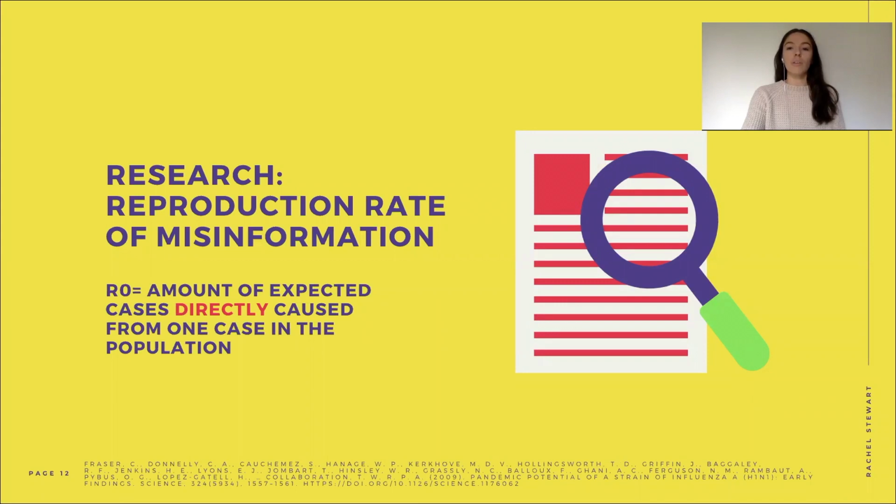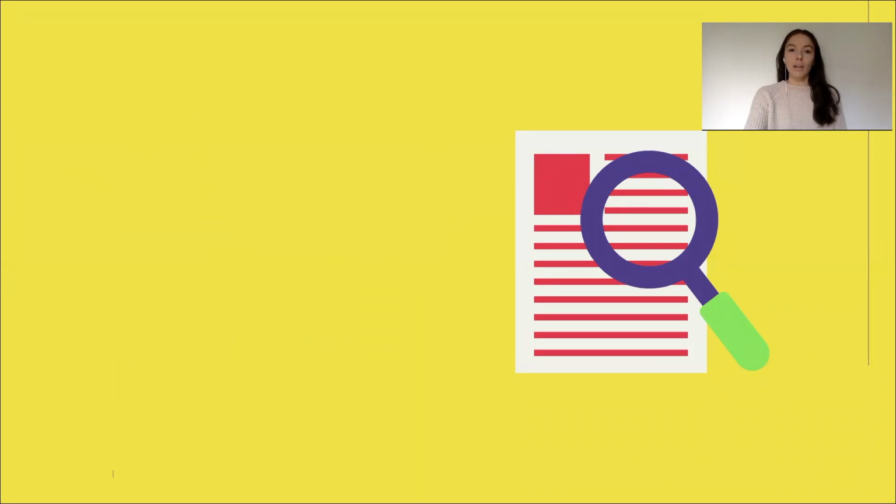For example, to determine the large-scale effectiveness of this inoculation, we need to know the reproduction rate of misinformation. This R0 value is the expected number of cases in a population of susceptible individuals generated directly by just one case. This value then allows mathematical modelling of the proportion of a population that need to be immunised.